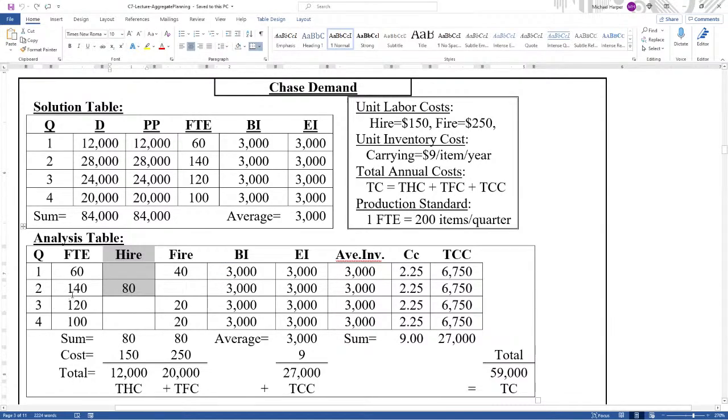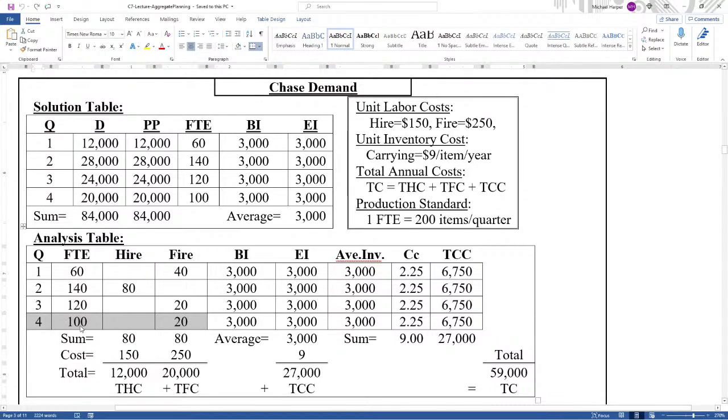At the end of quarter two, I have 140. I only need 120 at the beginning of quarter three. So I'm decreasing this by 20. So I'm firing 20 at the beginning of the third quarter. Likewise, at the beginning of the fourth quarter, it goes from 120 down to 100. It's firing or decreasing my FTEs by 20. And at the end of the fourth quarter, I have 100 FTEs.